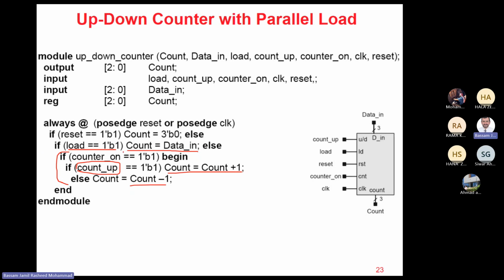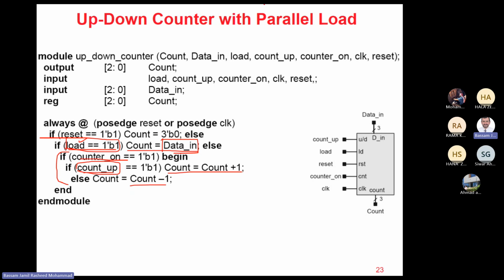If I activate this load signal to be 1 and give it the start counting value at data in, the counter loads it. If load is not equal to 1, then we will check if the counter is on. If the counter is on, we'll check the count: is it up or down?